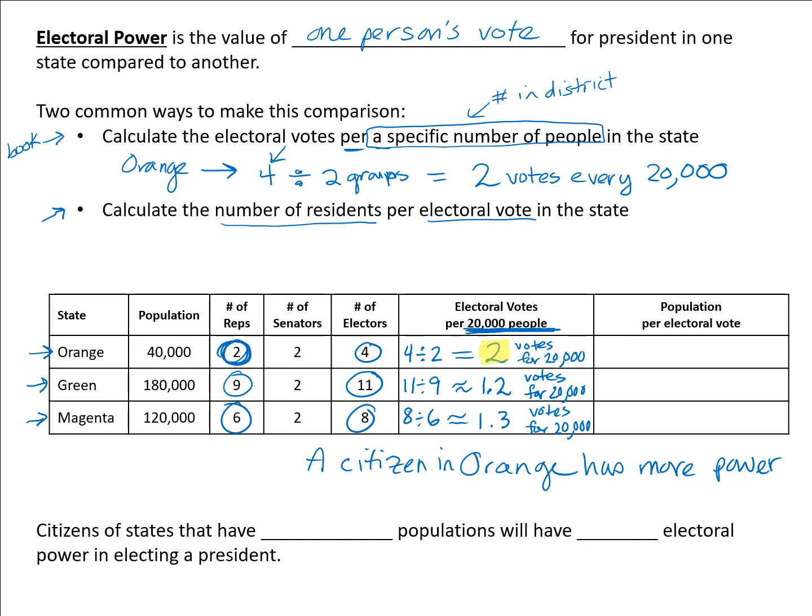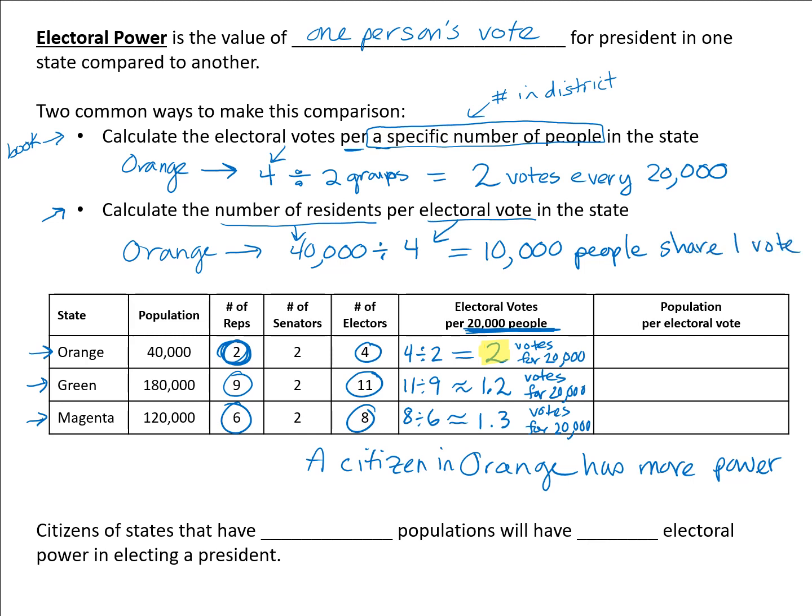So if we look at the number of residents, and again, we're using Orange as our first example, state of Orange, there are 40,000 residents. And if we divide that by how many electoral votes there are, 4 electoral votes for every 40,000 people. That means that 10,000 people share 1 electoral vote. Okay, so 10,000 people in the state of Orange share one vote for president.